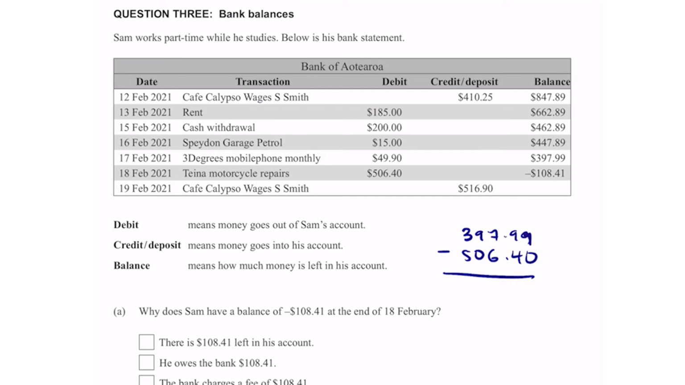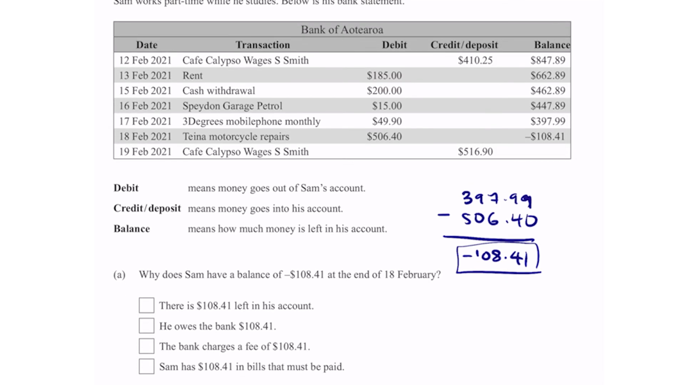397.99 minus 506.40 will give us the remainder, which is indeed negative 108.41. So he's now short $108.41. Which could be the answer? There is $108.41 left in his bank account. This is definitely not the case. He owes the bank $108.41. This is true, right?